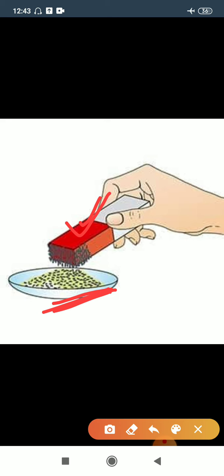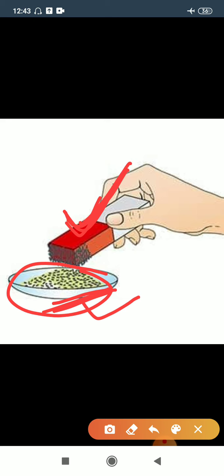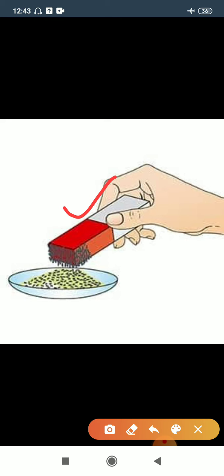Okay, so with the help of the magnetic principle, if we use this magnet over this dish, easily the iron filings were attracted towards the magnet, and the iron filings were easily separated from these grains. So here we used the magnetic effect for separating food grains and iron filings.